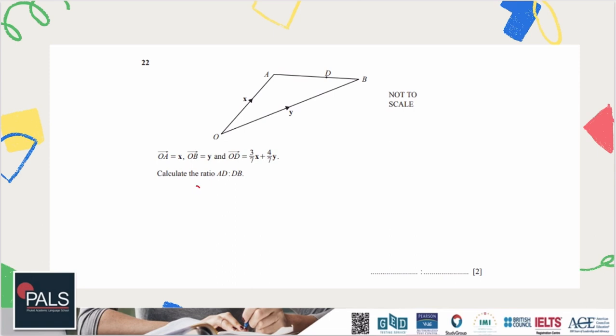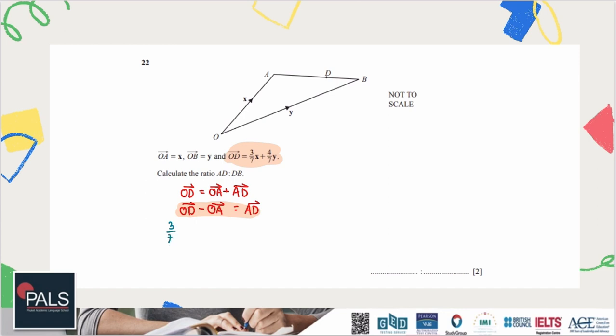So look, OA. What is OD? We want to find this part. So OD equal to OA plus AD, right? So what does it mean? It means OD minus OA equal to AD, right? So look at it, what is OD? They give you the value of OD.